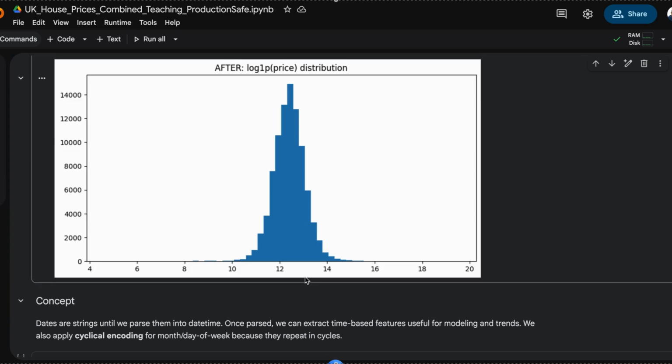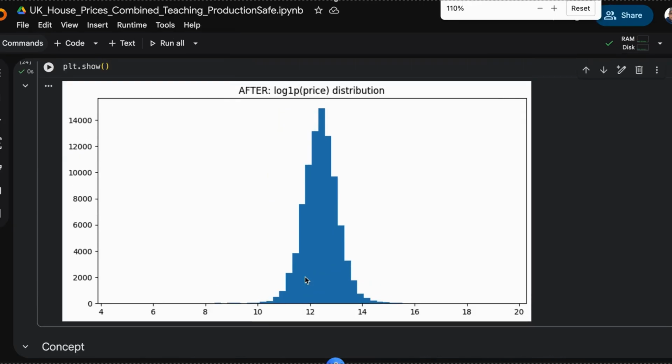From this exploration, what have we learned? The distribution of price is heavily right-skewed. Extreme outliers exist and influence the mean. Median is more representative than mean. Log transformation stabilizes the distribution. These insights directly inform our modeling strategy. We will model log price instead of raw price. That is the key modeling decision.